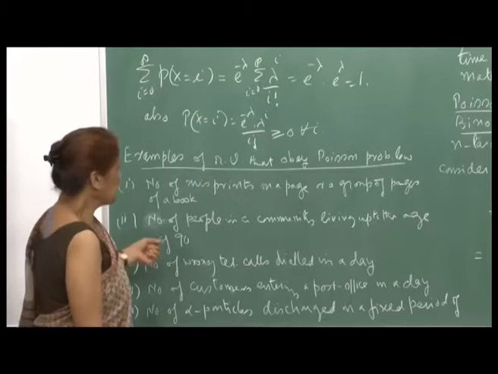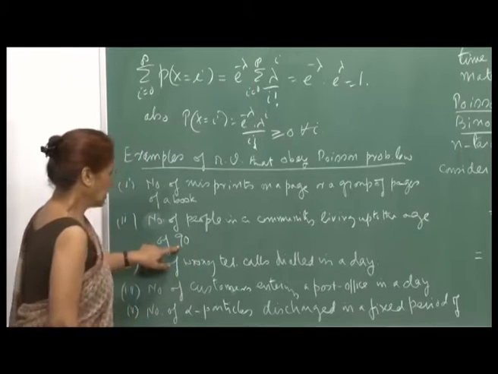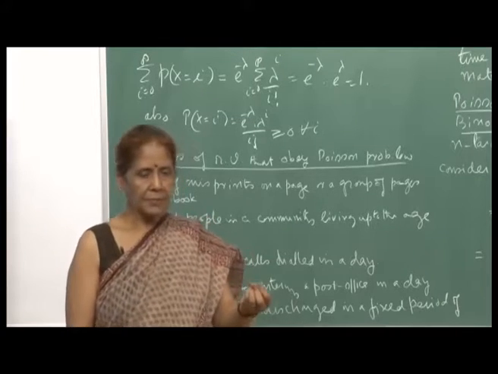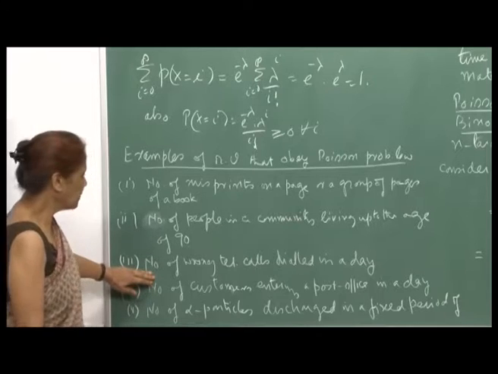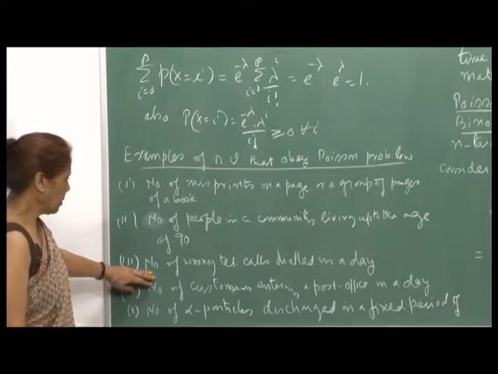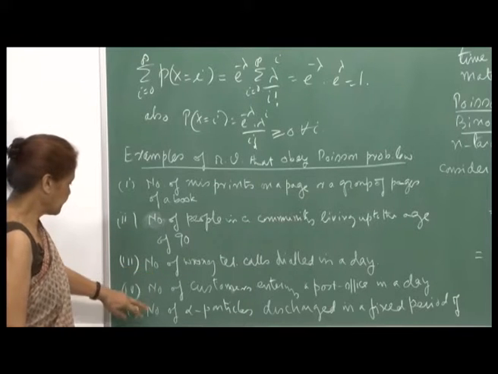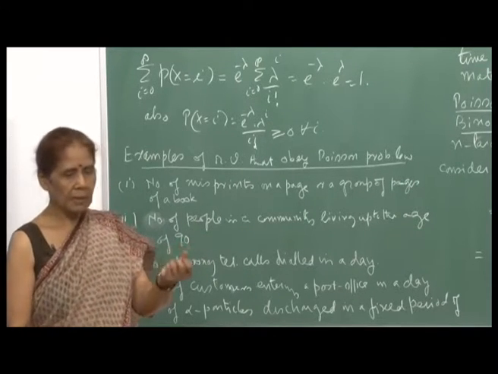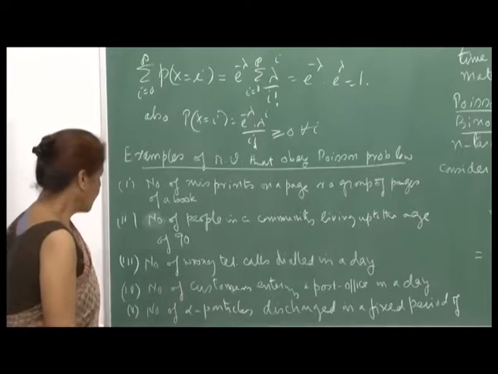Number of people in a community living up to the age of 90, which again is a random phenomenon, right, because how long one lives is not a certain event. Then number of wrong telephone calls dialed in a day. This could be at a particular exchange, or you may take a particular number and then count the number of times the wrong telephone calls come.